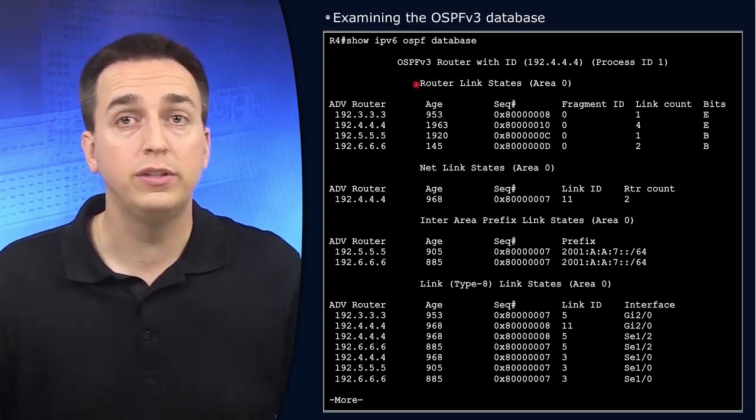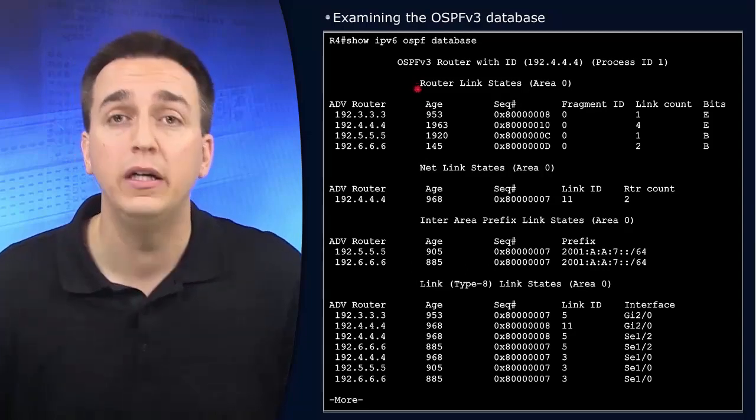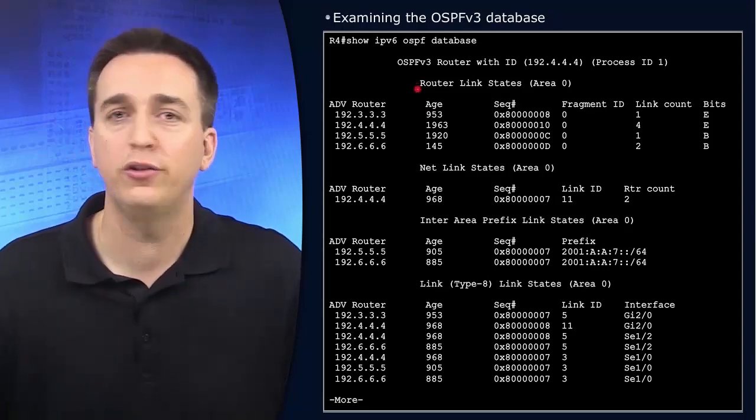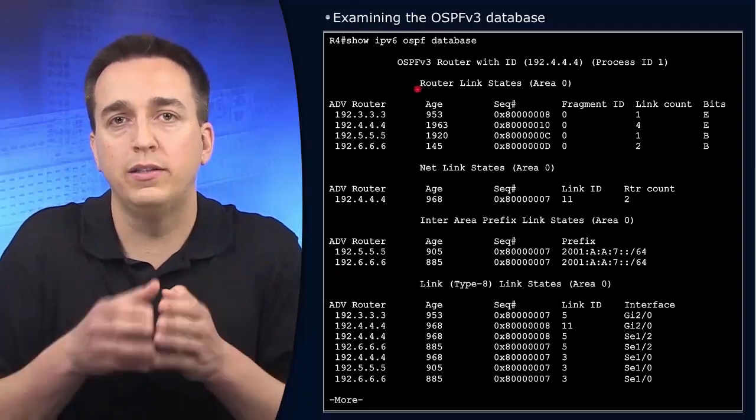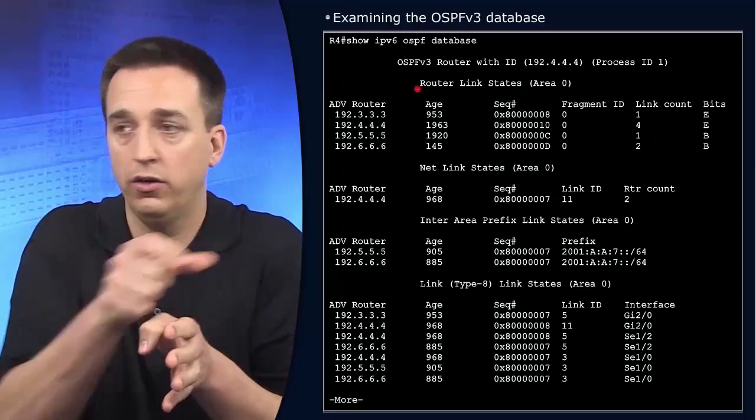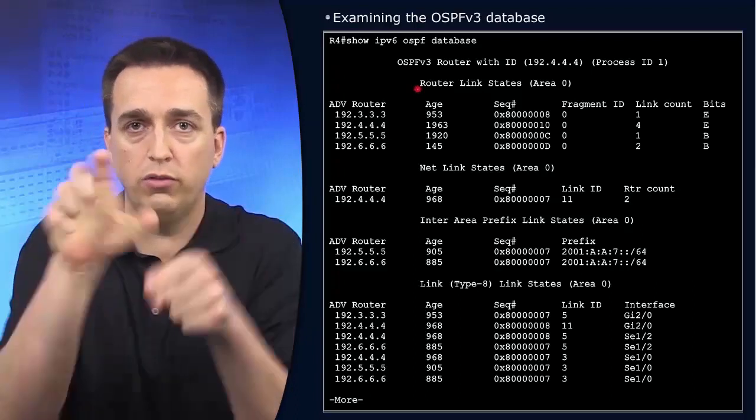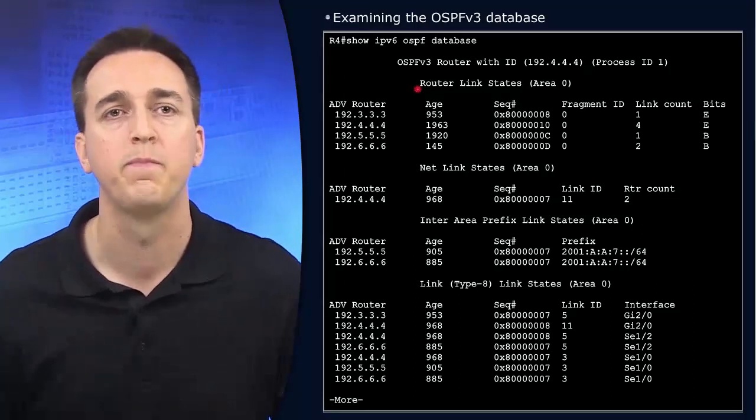It is going to be used to help build what? It's going to be used to help build the shortest path tree. So when the routers are collecting these type 1 router LSAs, they can say, okay, you're here, you're here, you're here, you're here, and you're connected to so-and-so, so it can build the tree that it needs to build.